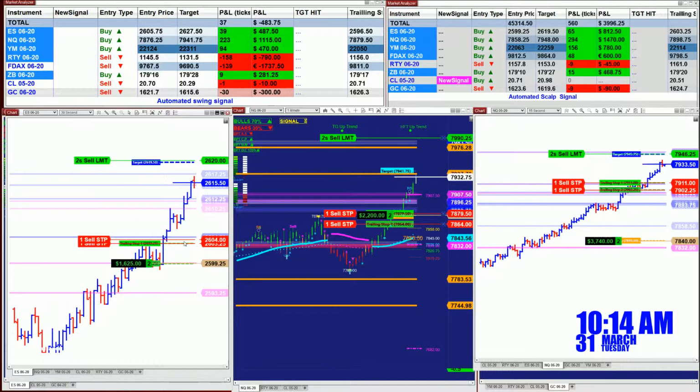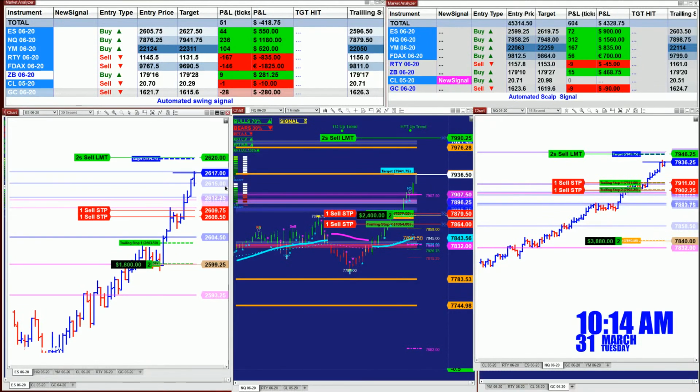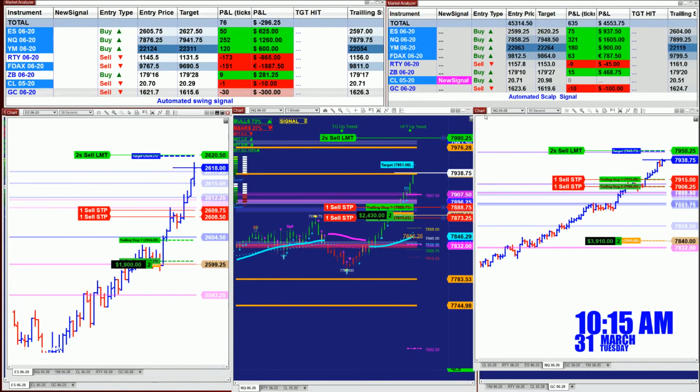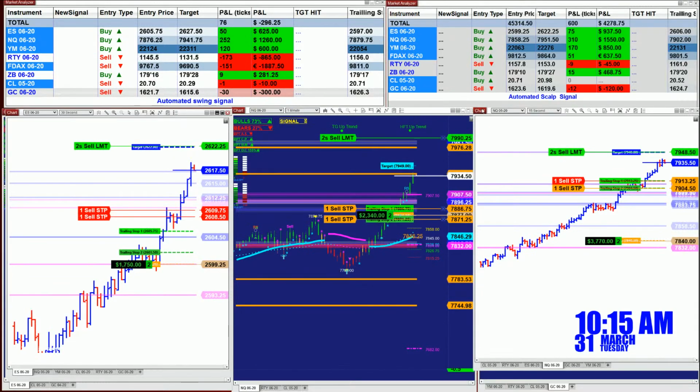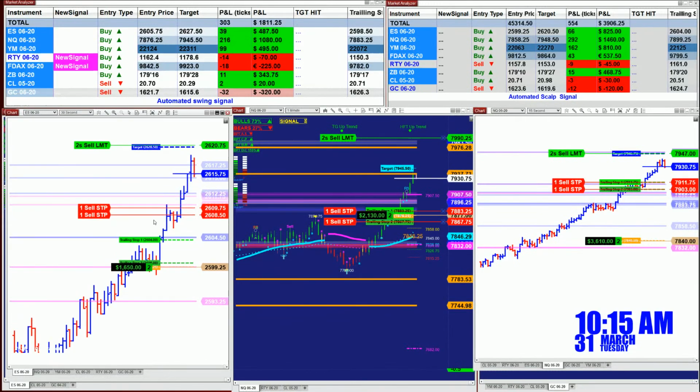Drag the ES. If you are trading the ES, take the trailing stop to the next level. And the Nasdaq is about to close position, I guess, on the scalping. Drag your trailing stop to 260975 and 260850.